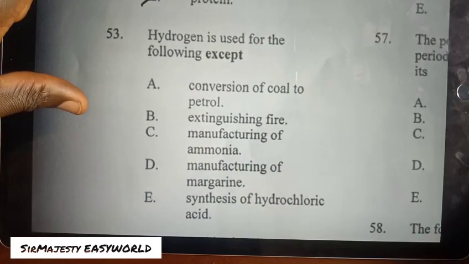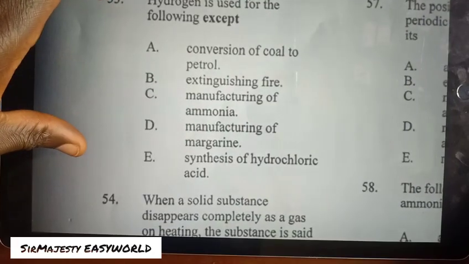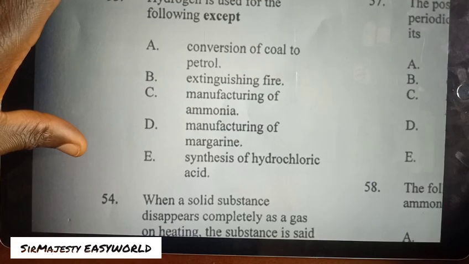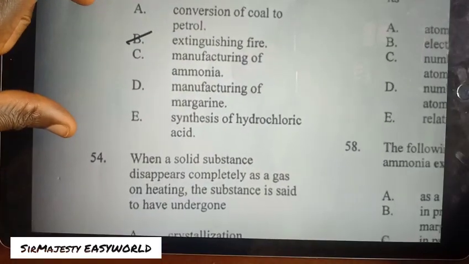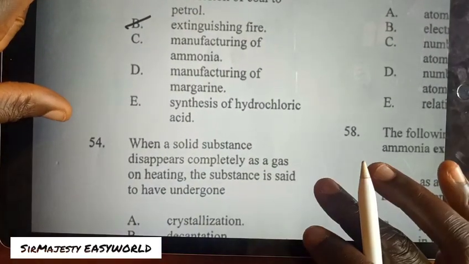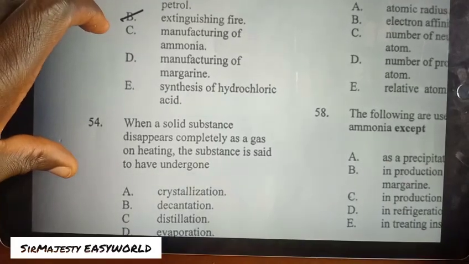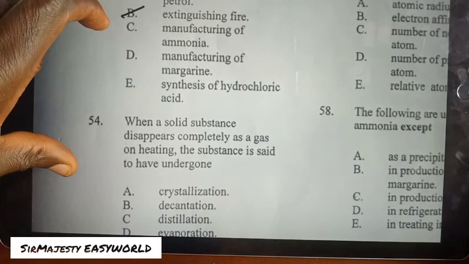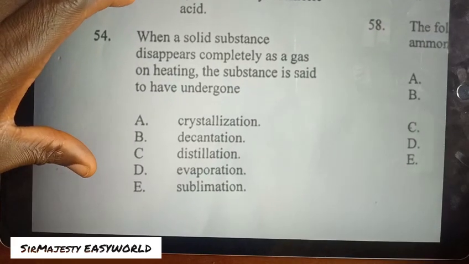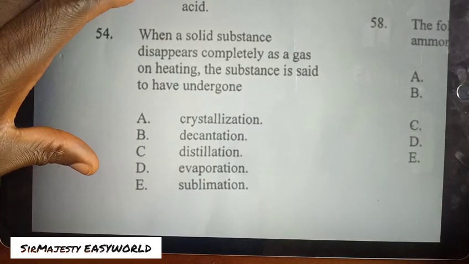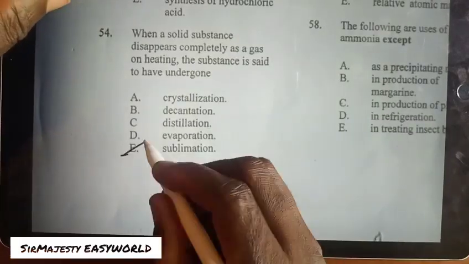Hydrogen is used for the following except conversion of coal to petrol. Yes, that can be possible. Extinguish fire. Never. You can never use hydrogen, which is combustible, to extinguish fire. Rather, it will support fire well. It will burn well because it's combustible, though itself doesn't support combustion but burns. When a solid substance disappears completely as a gas on heating, the substance is said to have undergone sublimation.